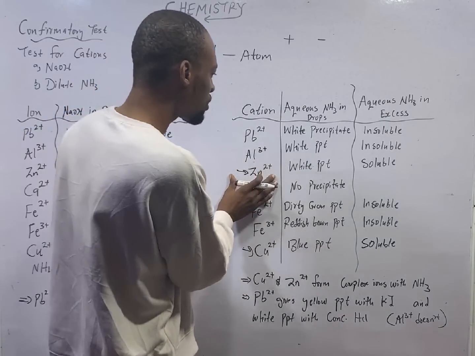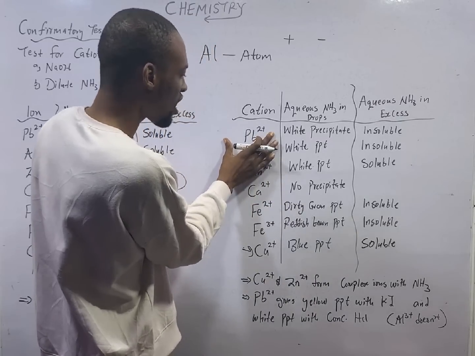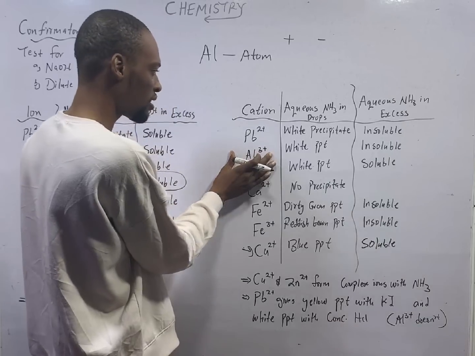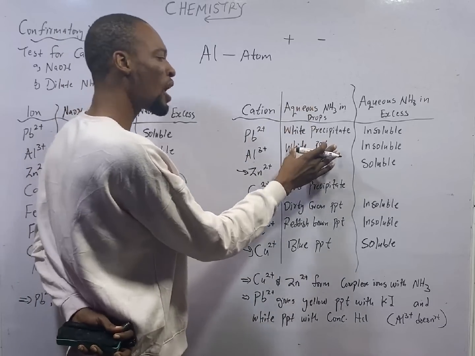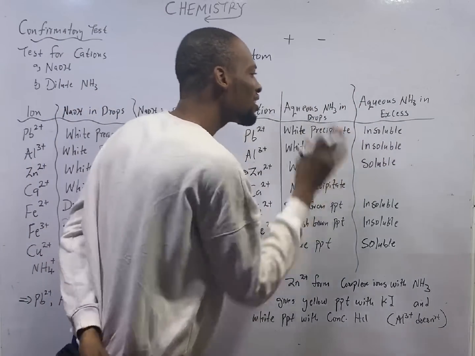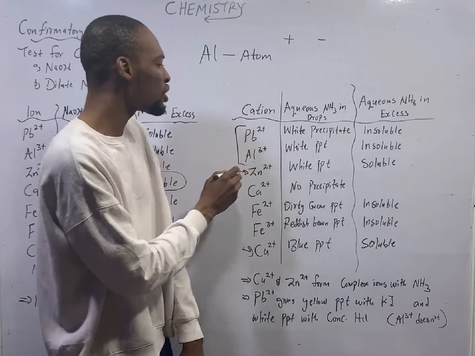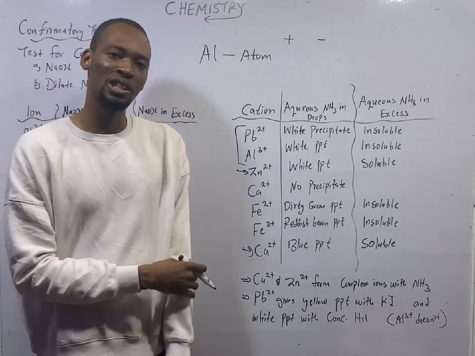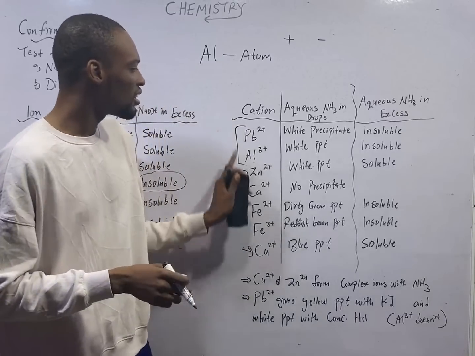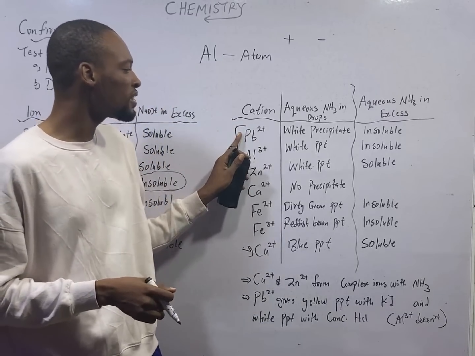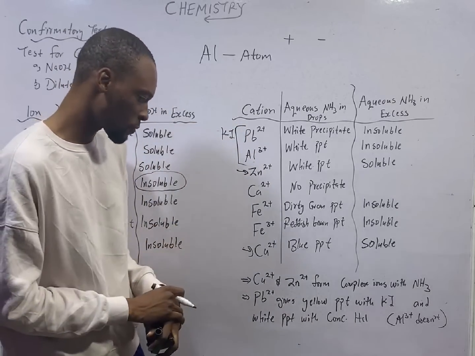Now, zinc will give us white precipitate, lead will give us white precipitate, aluminium will give us white precipitate. This lead ion and aluminium ion both give us white precipitate, and the two precipitates are insoluble in excess aqueous ammonia. So how do we distinguish between lead ion and aluminium ion? We have two ways to distinguish between them. One, lead ion will give us yellow precipitate when you add potassium iodide, but aluminium will not.